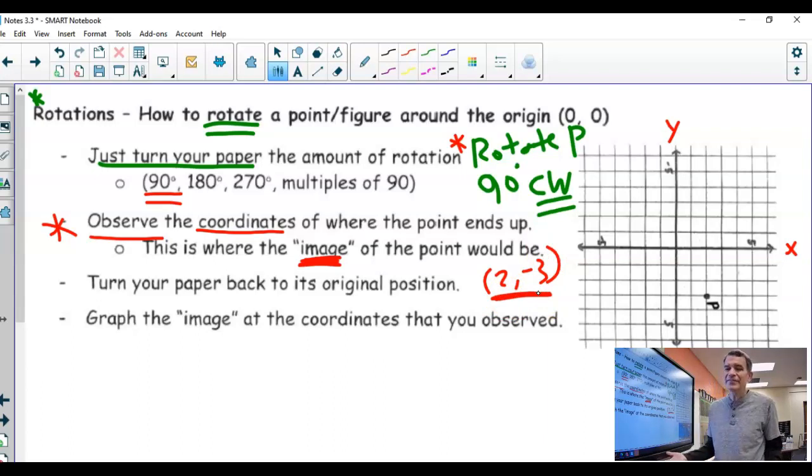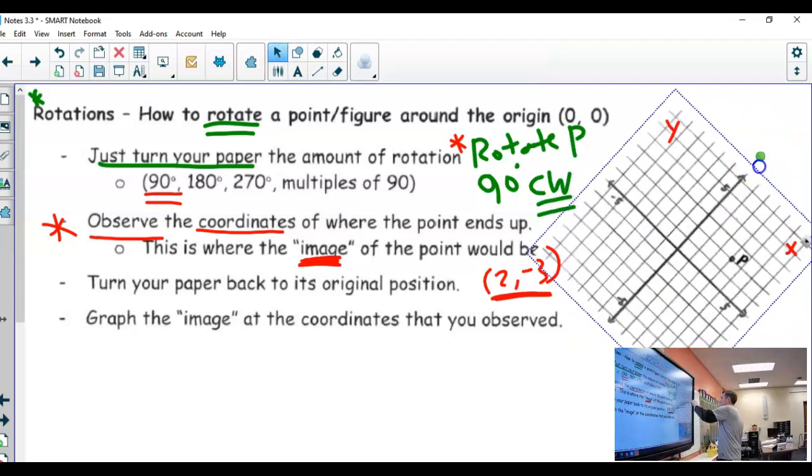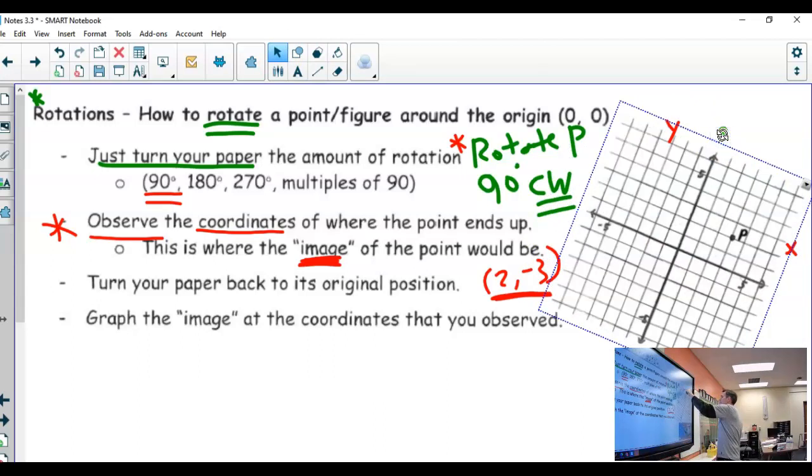So now that I know where it's going to end up, I can turn my paper back. Let's go ahead and turn our paper back to its original position.